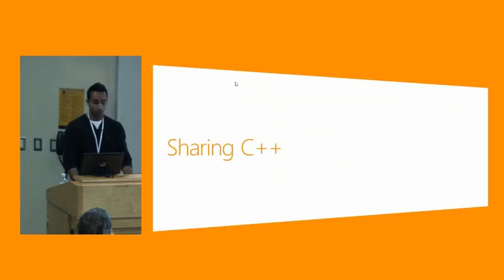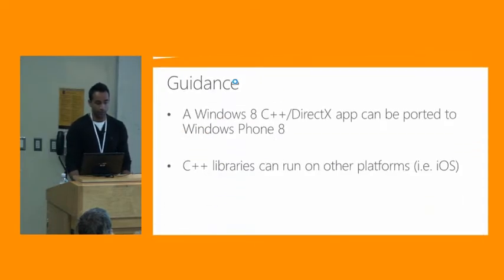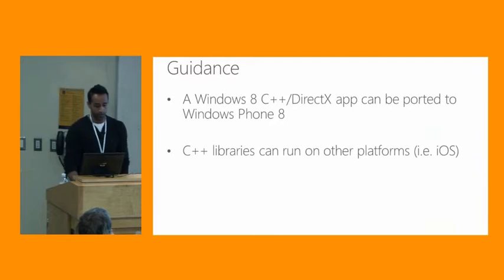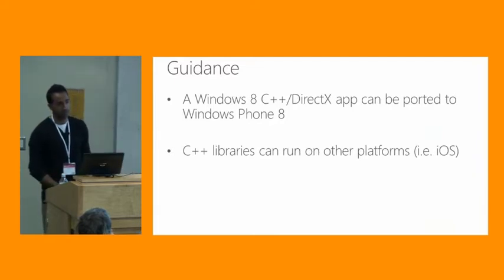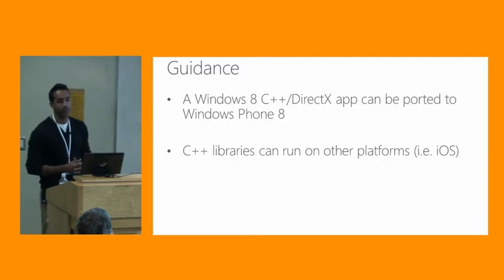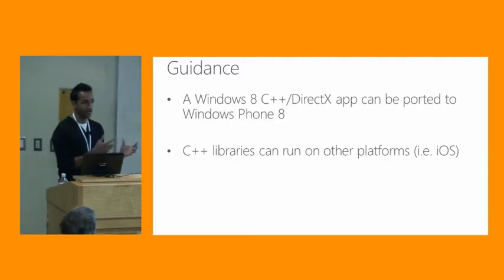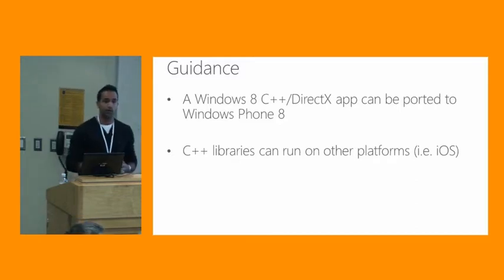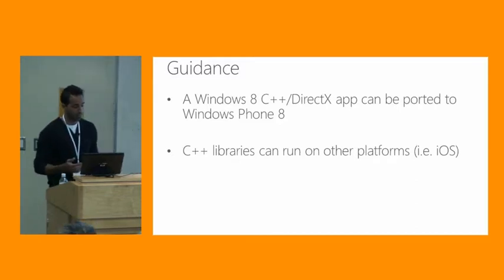OK, sharing C++. I have not done this myself. This is guidance that I've gotten from elsewhere. Of course, if you're building a Windows 8 application using C++ and DirectX, that code can be shared with Windows Phone 8. I'm not sure if it's as easy as doing the MVVM model, because I haven't done it myself. But definitely C++ code and DirectX, it's the same stack on Windows Phone 8. You can bring that over. You can port that code.